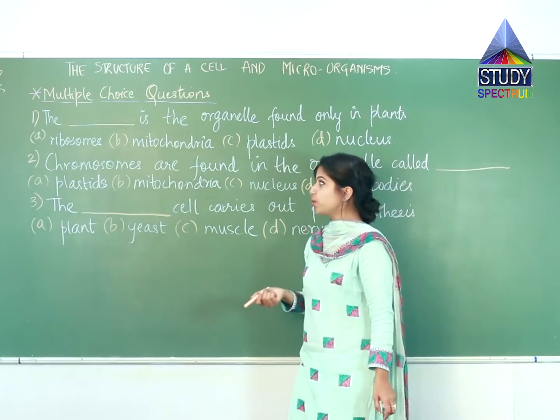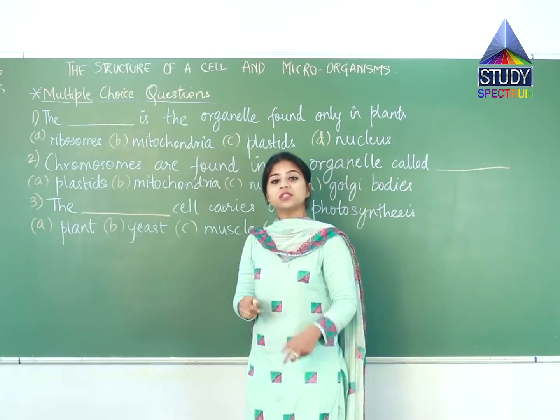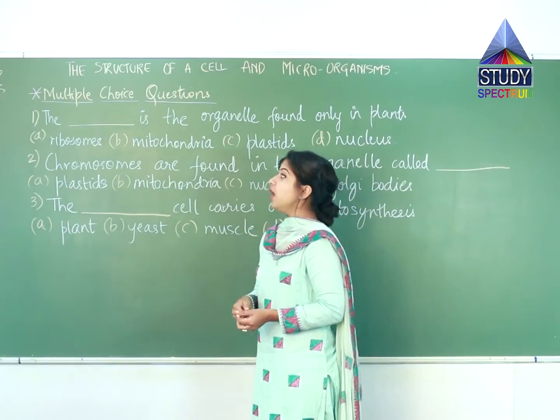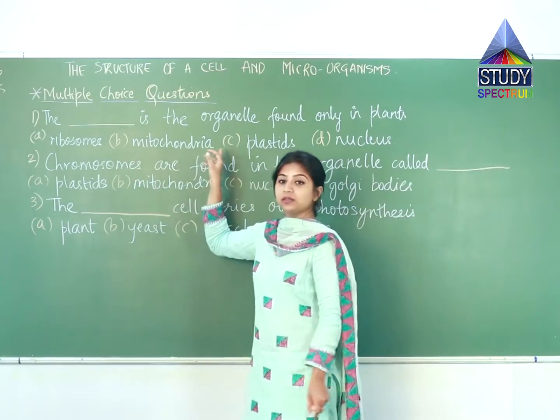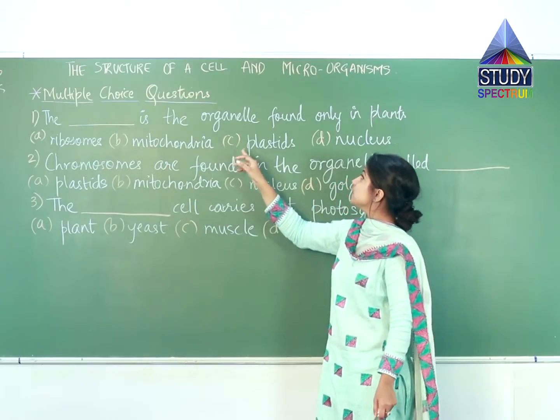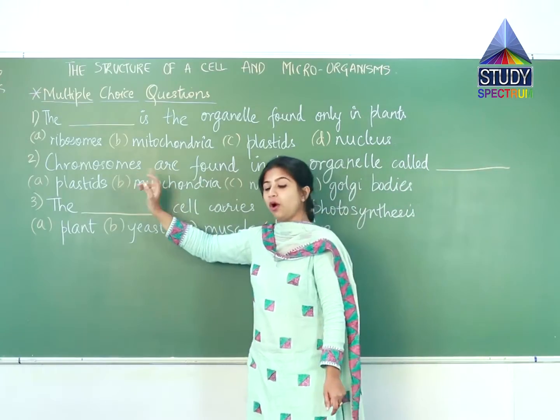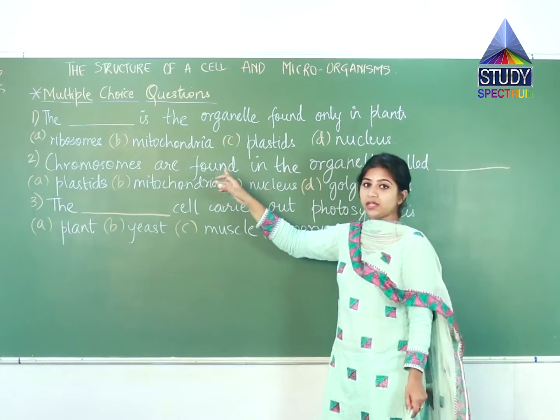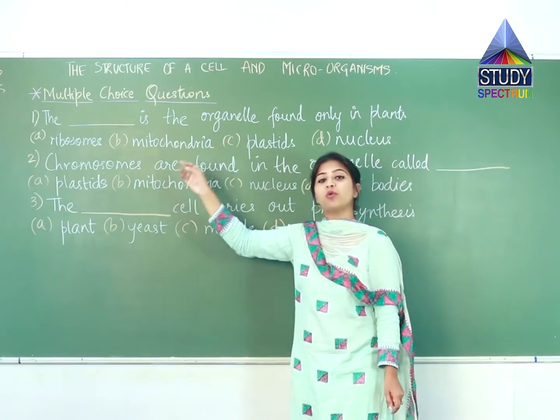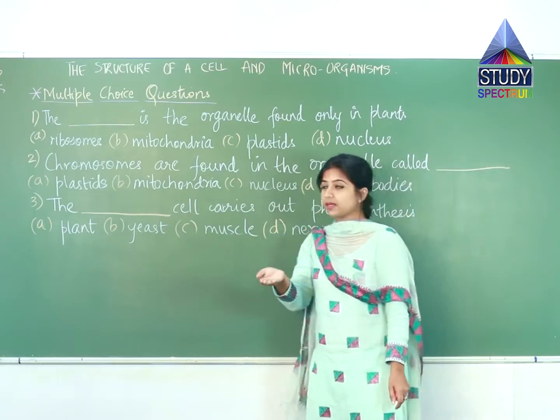Now in multiple choice questions, I'll be giving you the answers, but you have to figure the answers out on your own also, and try to relate every single option that is given. So the first one is: the dash is the organelle found only in plants. Is ribosome the organelle or is mitochondria the organelle? No, mitochondria is not the organelle because we learned that mitochondria is found both in animals and in plants. So it can't be an exception.